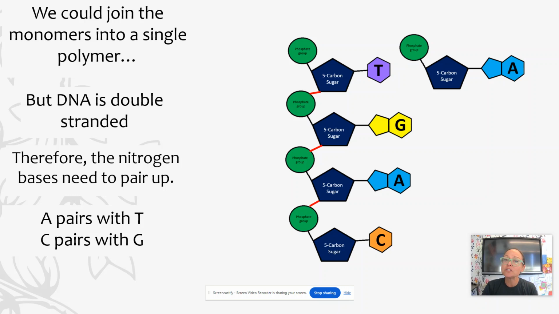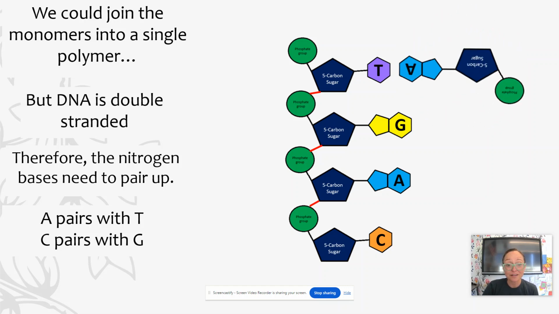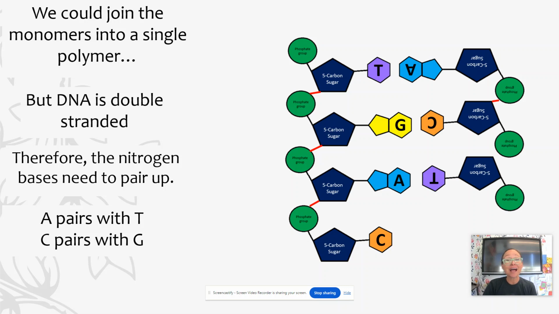So if we think about, well, what do we need to do to that adenine, to that A nucleotide? We actually need to flip it upside down. So in order to form a double helix, one side of that double helix actually runs in the opposite direction. So the two strands run in opposite directions of each other.